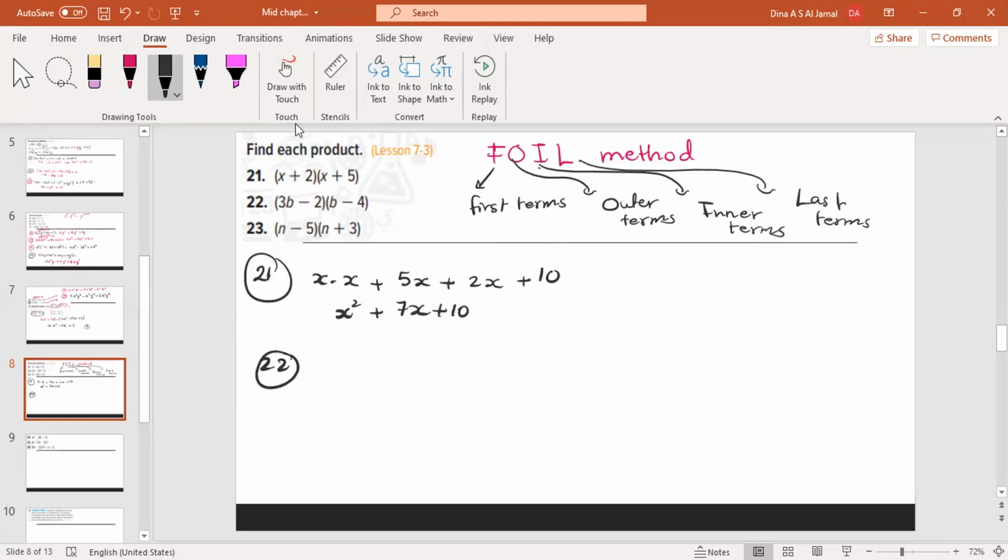You will be taking the first terms, outer terms, inner terms, last terms. Then you will be getting in total 3b squared minus 12b minus 2b plus 8, which will be giving you at the end 3b squared minus 14b plus 8. Good. So now let's go to 23.